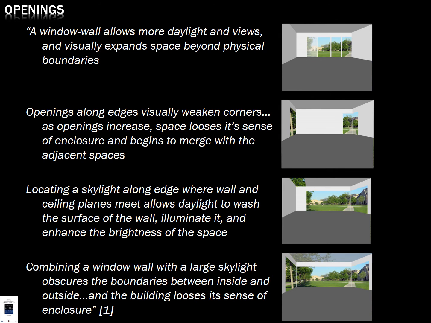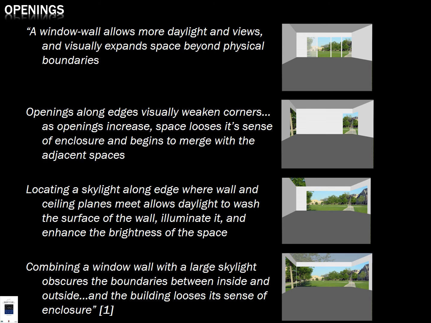And then more on these windows. A window wall allows more daylight and views and visually expands the space beyond physical boundaries. So you're inside, outside, like Japanese engawa, like Frank Lloyd Wright organic design, and like what I like to do. Opening along edges visually weakens corners as openings increase. So you destroy the box if that's what you're going for. That's what Frank Lloyd Wright wants to do. And so he had many corner windows with no mullions in between. And that's quite a feat of craftsmanship.